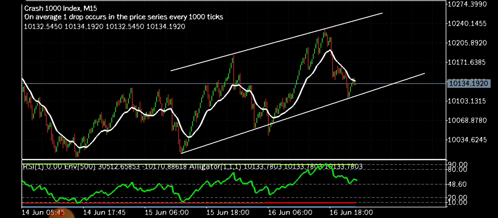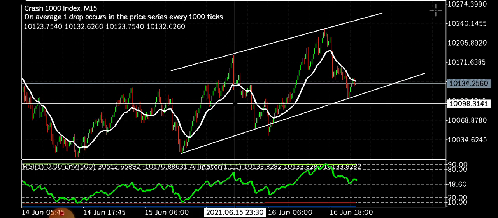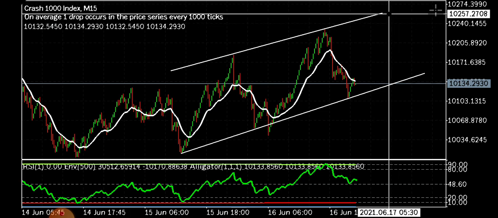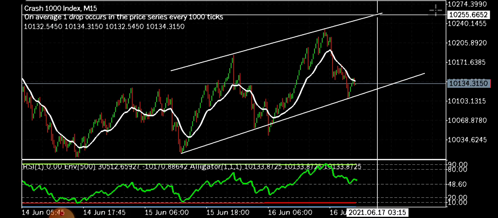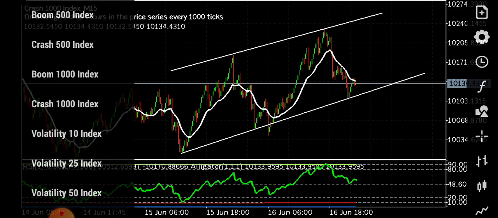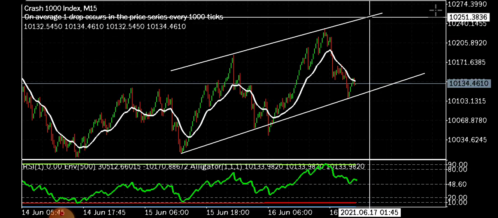Now, what do you need to do? You need to wait until the market, for crash 1000, buys up to this point, this upper trend line, for crash 1000 and crash 500. First of all, identify the direction of the market by using your trend lines, and then wait for the market to buy up until this point.